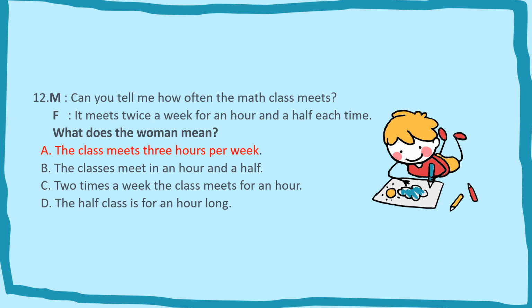The correct answer is A. The class meets three hours per week. In the second line, the woman said that the class is two times a week and the duration of each class is 1.5 hours. So, for a week the class duration is 3 hours. The correct answer is A. The class meets 3 hours per week.